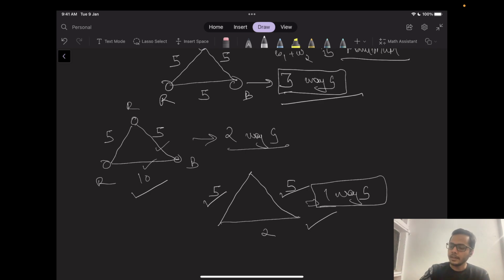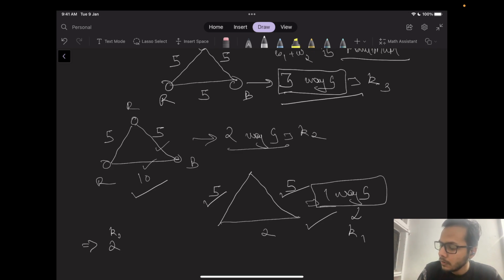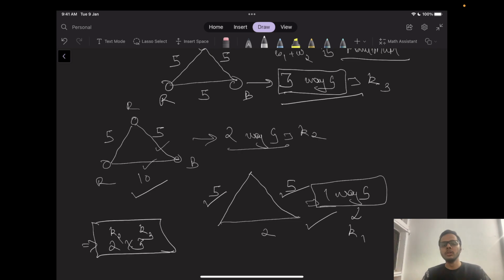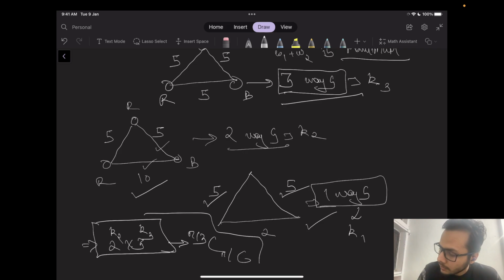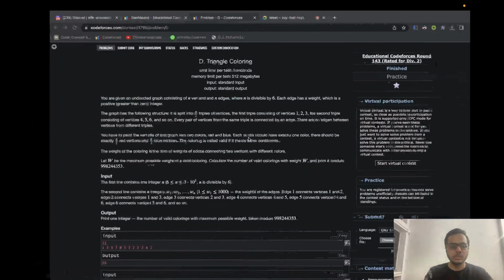So we will count how many triangles we have of each of these four types. Essentially, there are three types: the ones which have one way, the ones which have two ways, and the ones which have three ways. So let's say there are k3 such triangles, there are k2 such triangles, and k1 such triangles. So we will just add 2 raised to the power k2 into 3 raised to the power k3 to our answer. Because for every triangle of type K2, we have two choices. Similarly, for every triangle of type K3, we have three choices. So our answer is going to be this value multiplied by n by 3 choose n by 6. Okay, so the code again is pretty simple.